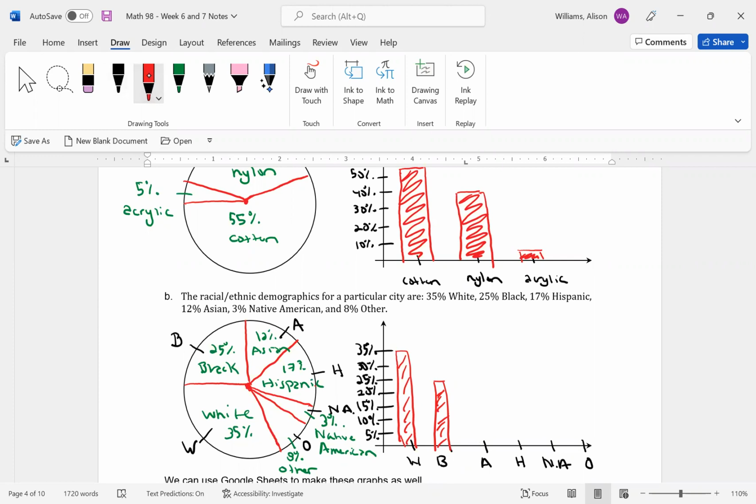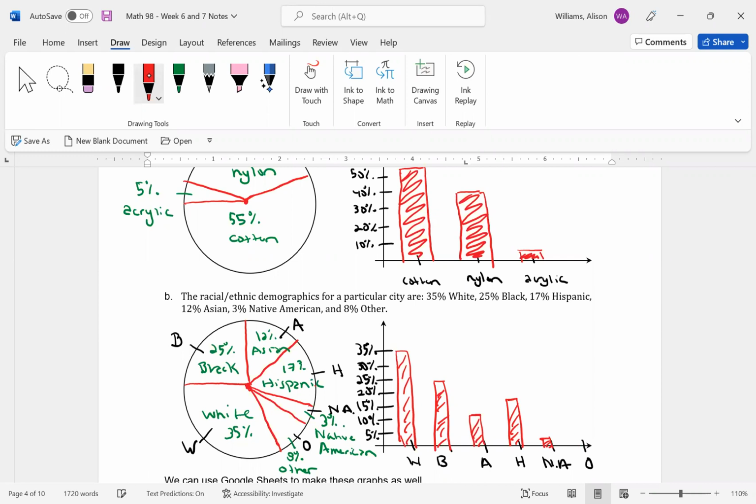Asian was 12%, which would be closer to the 10% than the 15%. Let me try to draw that. H is 17% for Hispanic. So that should be closer to the 20%. There we go. Native American is 3%. So that should be a little bit below the 5%. And then other 8%, that should be close to the 10%.